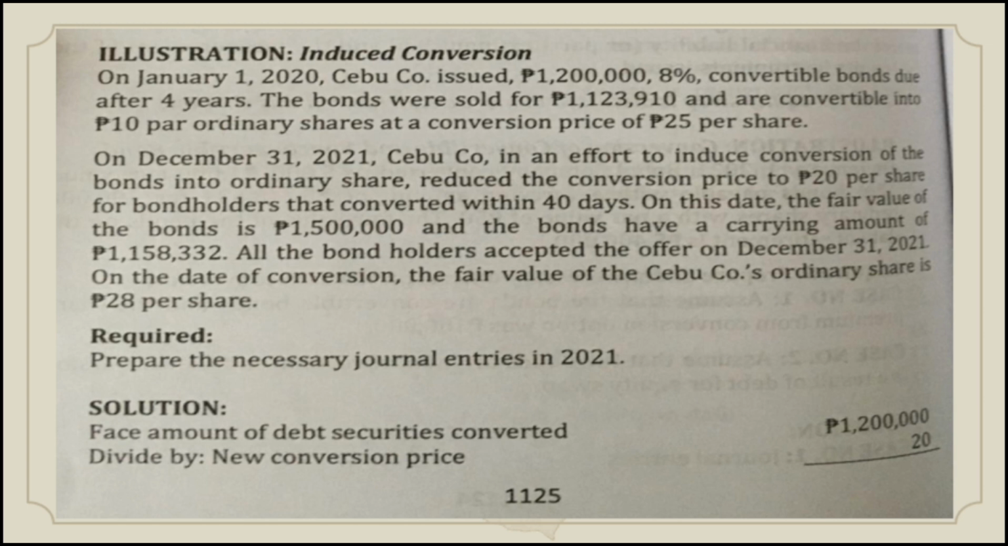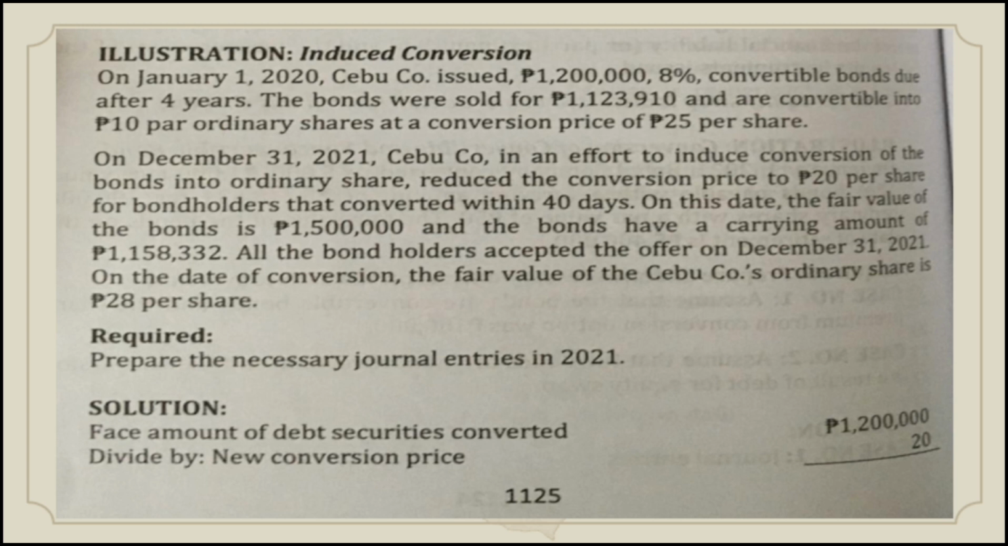So, on January 1, 2020, si Buko issued 1,200,000 pesos, 8% convertible bonds due after 4 years. The bonds were sold for 1,123,910 pesos and are convertible into 10 pesos par ordinary shares at a conversion price of 25 pesos per share. On December 31, 2021, si Buko, in an effort to induce conversion of the bonds into ordinary shares, reduced the conversion price to 20 pesos per share for bondholders that converted within 40 days.